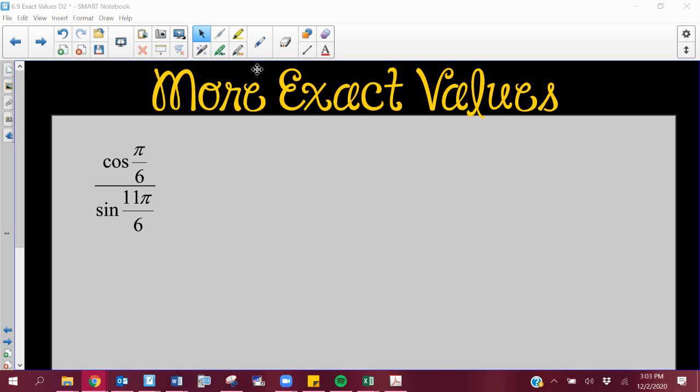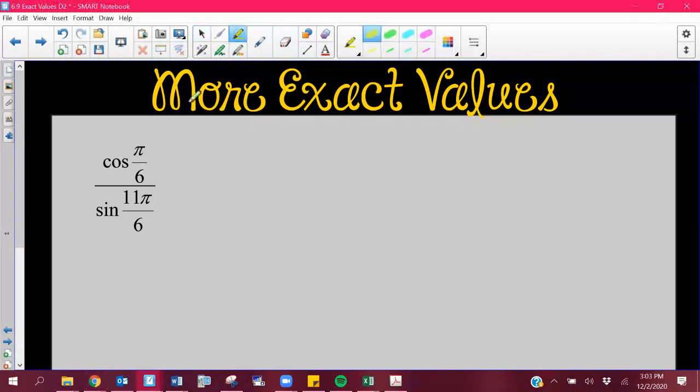All right, for the second example, same idea. We're going to find each of our trig expressions in isolation and then do whatever operation they're asking me to do here. I can see that there are two separate trig expressions going on: the cosine of pi over 6 and the sine of 11 pi over 6. And they're made into a fraction. That just means we're going to divide whatever those two answers are.